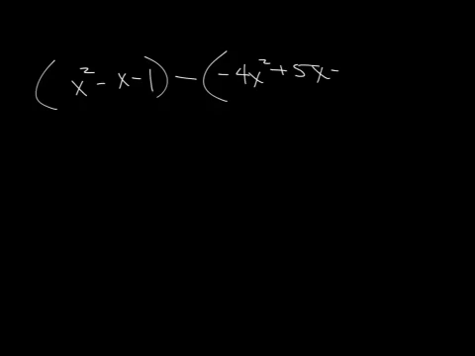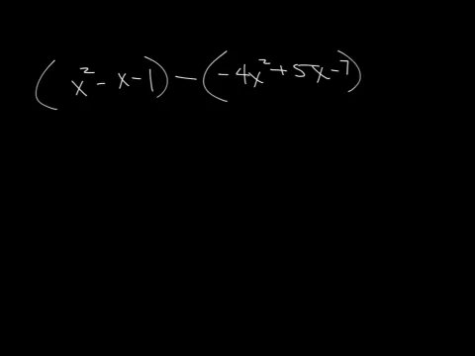So it's saying subtract that 3-term number from x squared minus x minus 1. The "from" is telling us that we start with x squared minus x minus 1, and we're going to take away, or subtract, negative 4x squared plus 5x minus 7. Okay, so that's the key, is putting them in the right order.